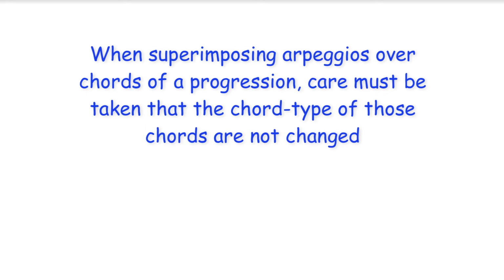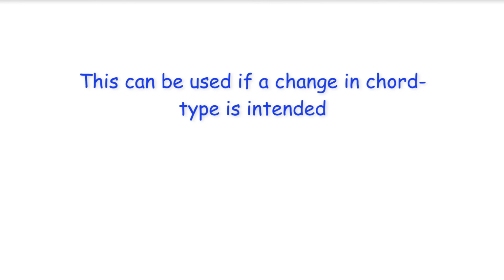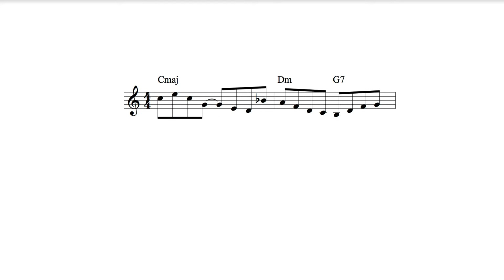When superimposing arpeggios over chords of a progression, care must be taken that the chord type of those chords is not changed. For example, superimposing an E half diminished 7th or E minor 7 flat 5 arpeggio over a C major triad changes the major triad to a dominant C9 chord. Of course, this can be used if a change in chord type is intended. For example, here a secondary C9 is implied on the fourth quarter note beat before the move to the supertonic in the following bar.